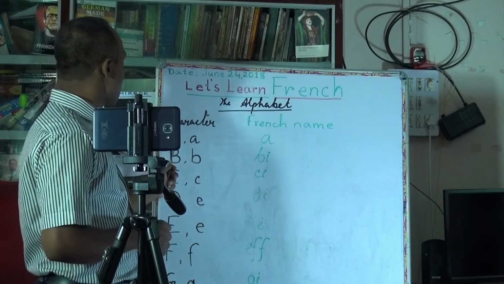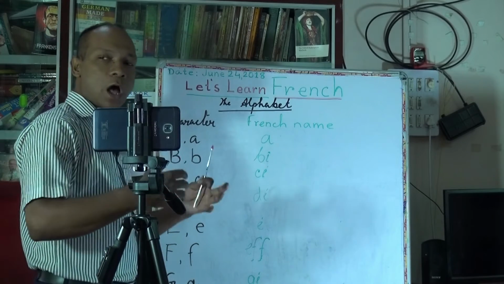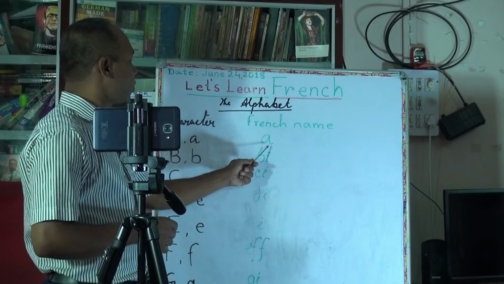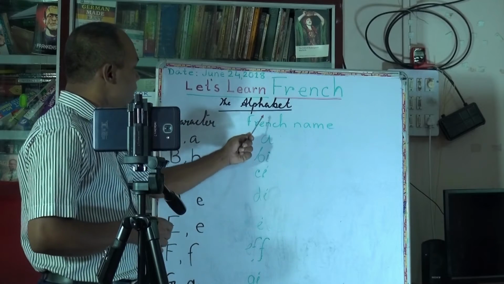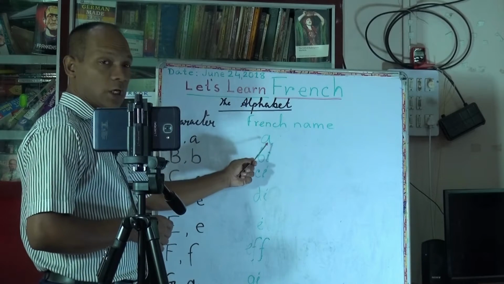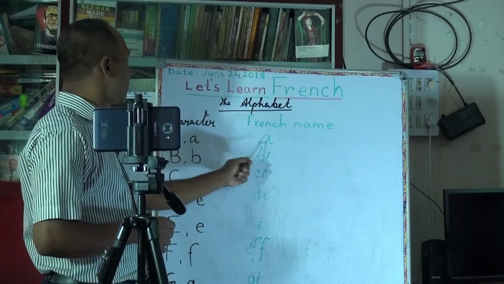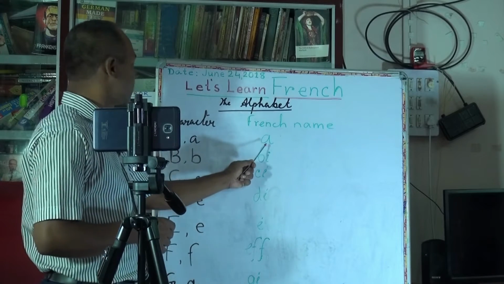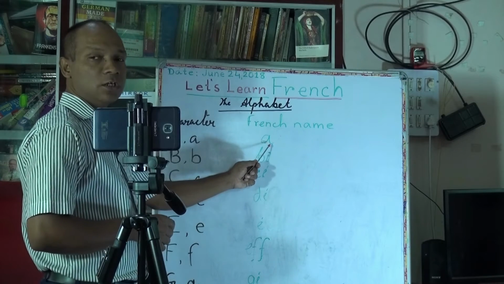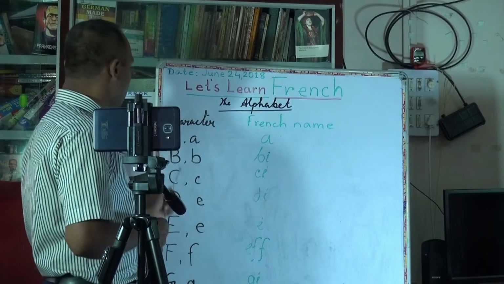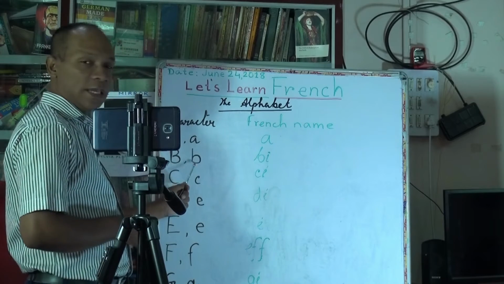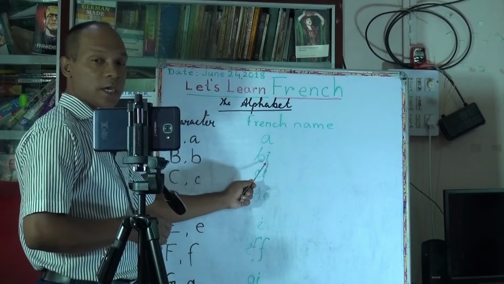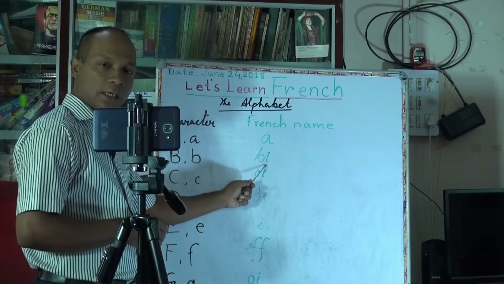In English we say A. Here in French we call this, it's almost the same, but in French the letter is written in this way, and this is similar to our English small letter that we say A. In English we say B. In French this we call B. This way we write B.